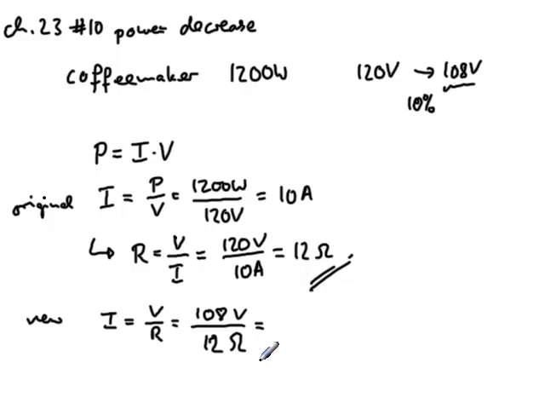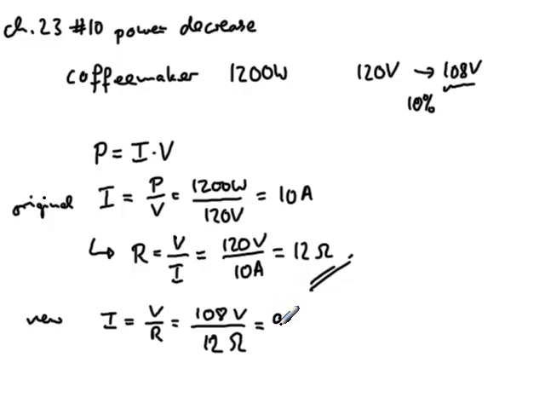Anyway, and then 108 volts divided by 12 ohms indeed is, if I find my calculator here, a little over 8 amps. 9 amps.